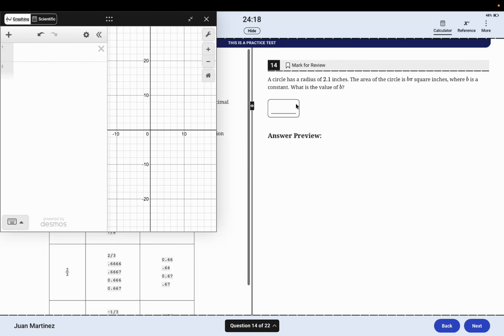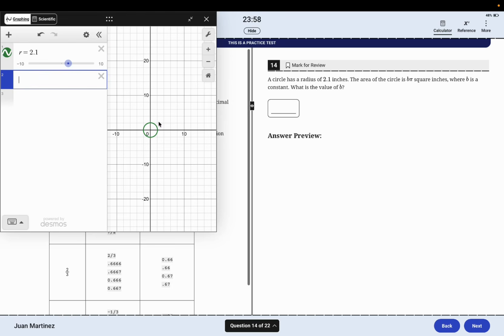But yeah. So a circle has a radius of 2.1 inches. The area of the circle is that amount of inches, where b is a constant. What is the value of b? Okay, so the area of a circle is pi r squared. Let me just write r here. So r is 2.1.